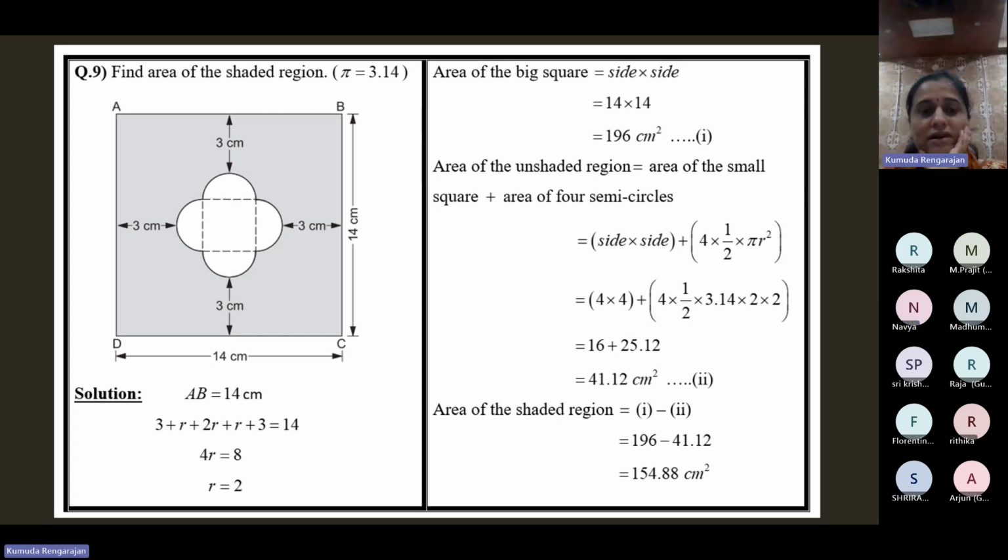Yes, ma'am. And that instruction, pi is equal to 3.14. Don't miss to see that. Pi is equal to 3.14, not 22/7.